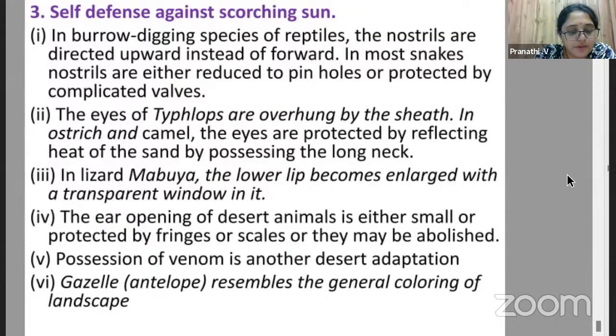wherein they start mimicking other organisms for the purpose of defense and for protecting themselves. That is known as protective mimicry. And you have something known as aggressive mimicry also, wherein the predator mimics the organism favored by the prey so that it can trap the prey.